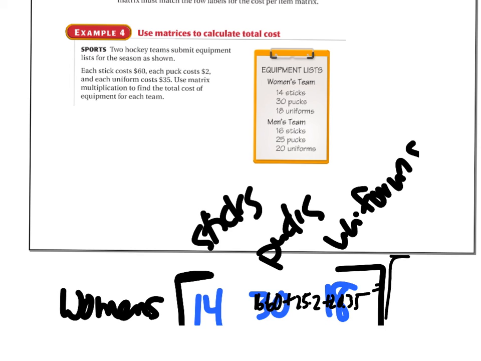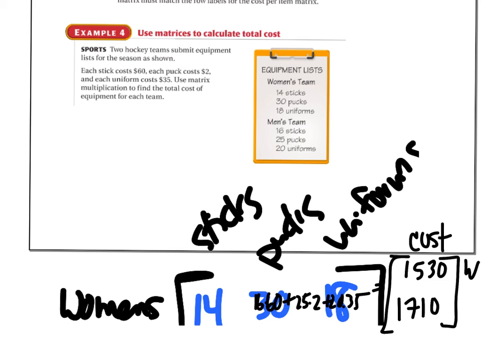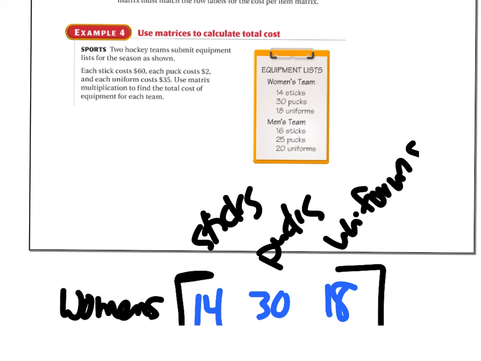And then when you clean that up, you will see that you get 1,530 and 1,710. And what are those? That is the cost of the equipment list for women and for men. And so you can imagine if companies have a large inventory or a ton of different types of items, that writing equations and figuring them all out separately would be extremely tedious. And you can see perhaps how computer programs are written to do this for the companies, which makes it even better.